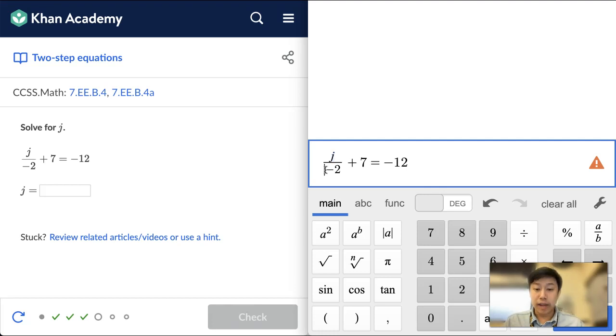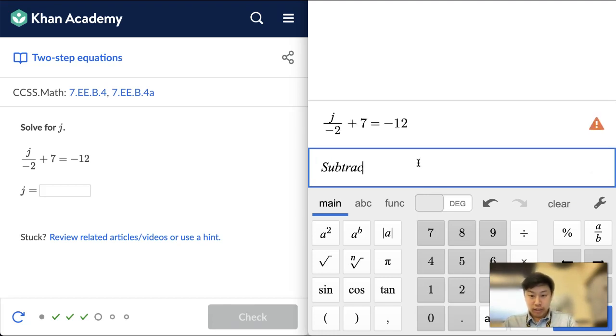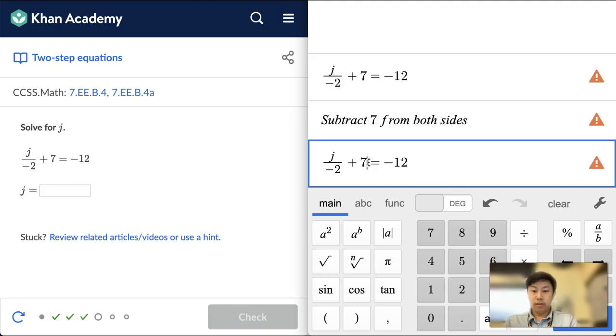Okay, so let's start with your unknown number j. We're going to divide it by a negative 2, and then take that and add 7. The last operation we just did was add 7. Let's undo it. Subtract 7 from both sides. It'll look like this. Subtract 7 there, subtract 7 there. Okay, use your number line or a calculator if you need to help you with these smaller calculations. 7 minus 7 goes to 0, so we're just left with the j over negative 2. Negative 12 minus 7 gives you a negative 19.